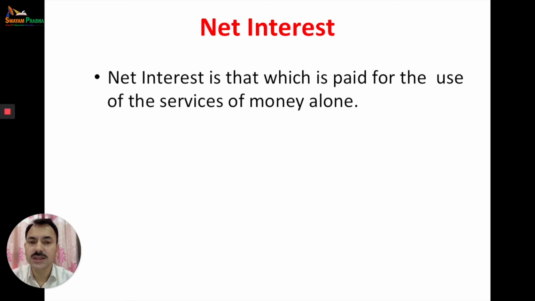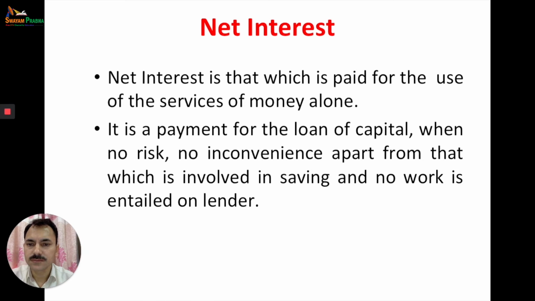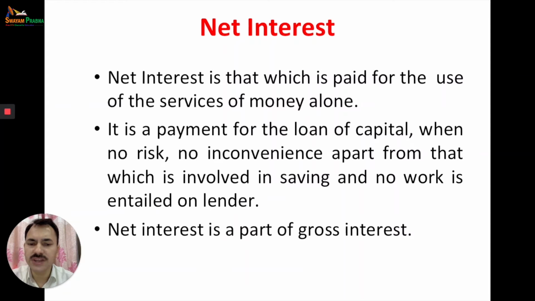The second part is net interest. Net interest is that which is paid for the use of the service of money alone. When we pay the reward only for the services of money, it is called net interest. It is a payment for the loan of capital when no risk, no inconvenience, apart from that which is involved in saving, and no work is entailed on the lender. Net interest is generally the part of gross interest.